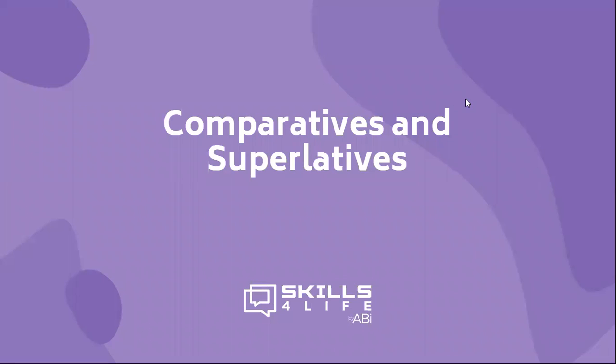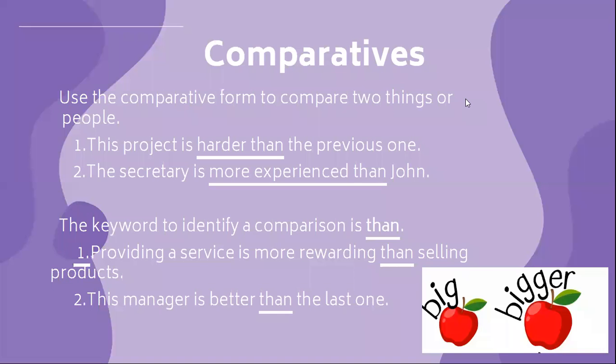Hello guys! Today we are going to learn about comparatives and superlatives. We use the comparative form to compare two things or people. For example, this project is harder than the previous one. Number 2, the secretary is more experienced than John.